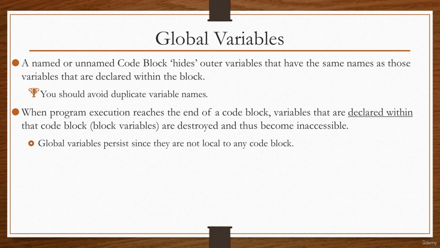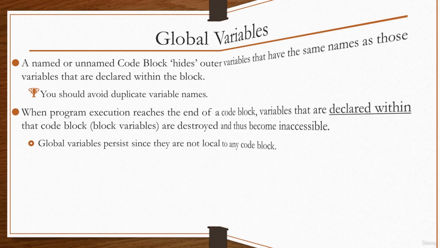As we've also seen, a named or unnamed code block hides outer variables that have the same names as those variables that are declared within the block. And of course, in general, you should try and avoid duplicate variable names. When program execution reaches the end of the code block, variables that are declared within the code block, which are called block variables, are destroyed and thus become inaccessible. That being said, global variables persist since they are not local to any code block.